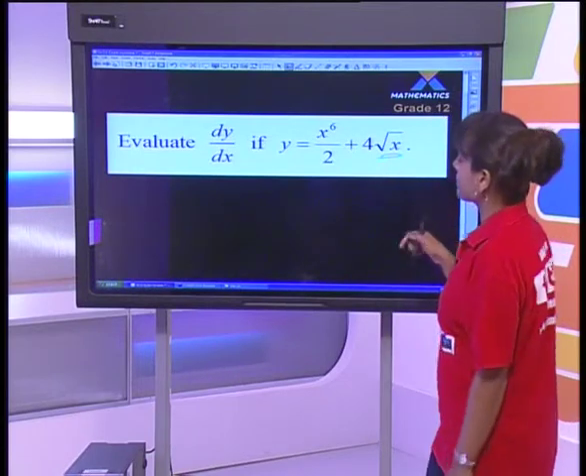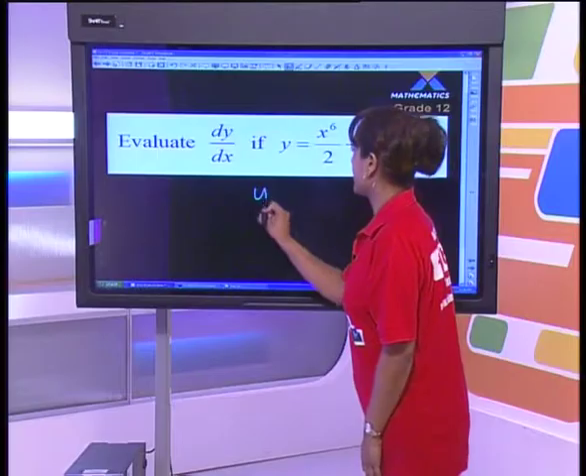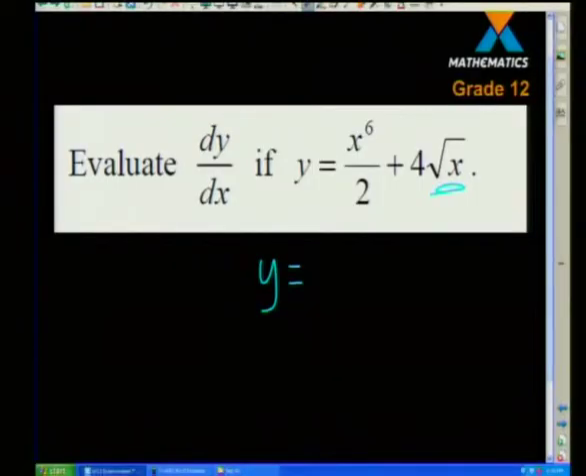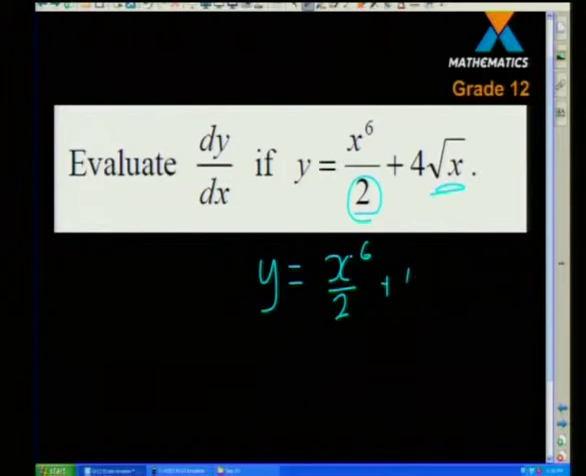of the square root. So the first thing we need to do here is to rewrite this, and the 2 is fine where it is because it's not an x, okay? There's no deriving that's going to happen to the 2, so that can stay where it is. The first term is fine as it is, x to the power 6 over 2, but we have a problem with this one because it's under a root sign.